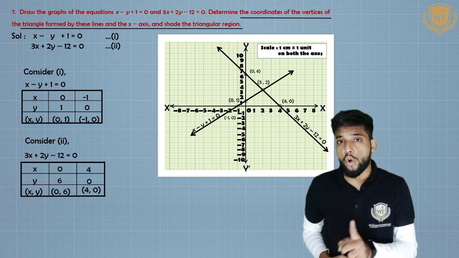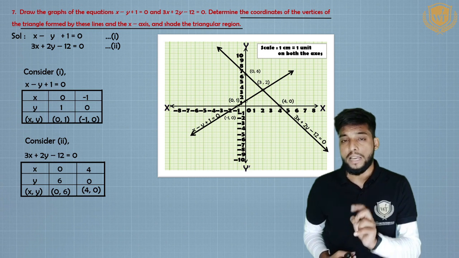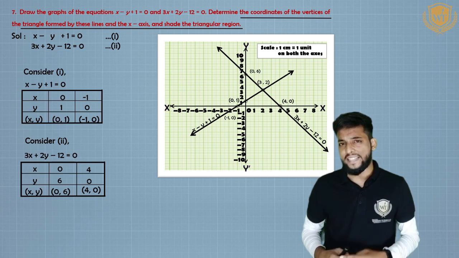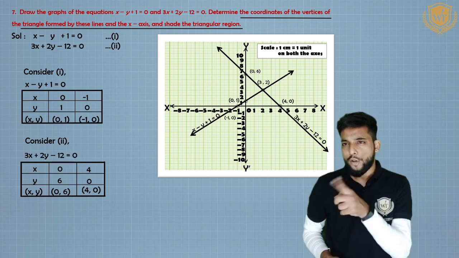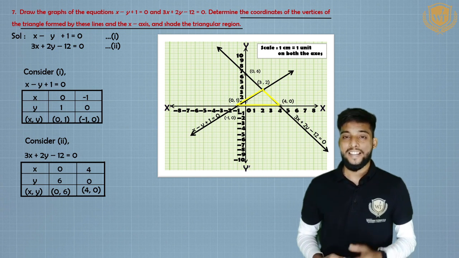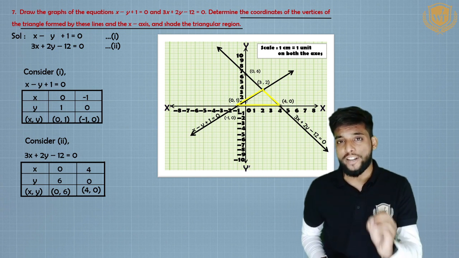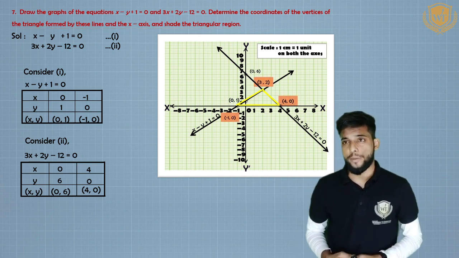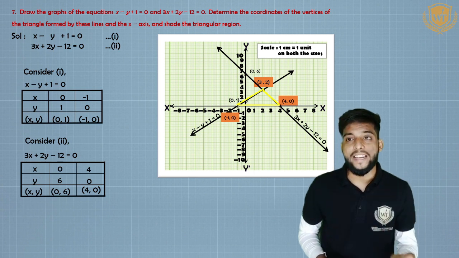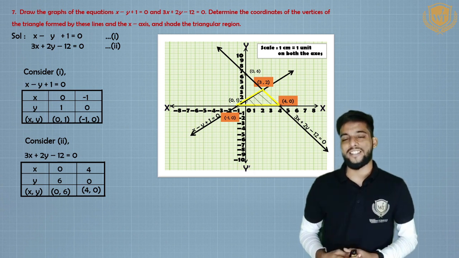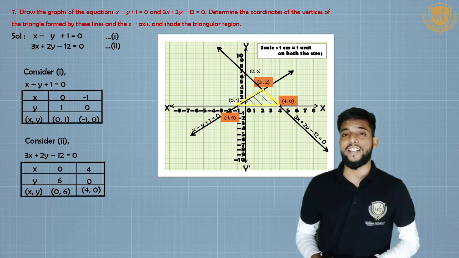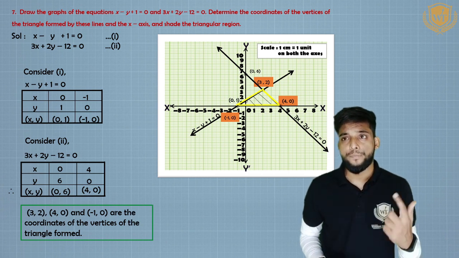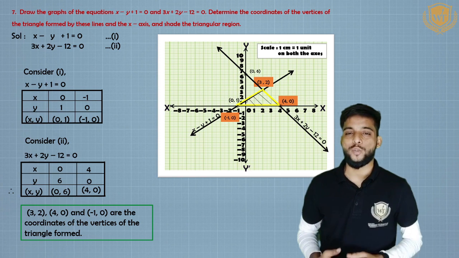Determine the coordinates of the triangle formed by these lines and the x axis. Now students, these two lines with the x axis are making one triangle. Focus on that part. Can you see this? Yes. We have to write the coordinates of the vertices of this triangle, right? So let us highlight the vertices: (3, 2), (4, 0), and (-1, 0). Let us shade this triangle, and as the final answer we are going to write down the coordinates of the vertices of this triangle, which are (3, 2), (4, 0), and (-1, 0).